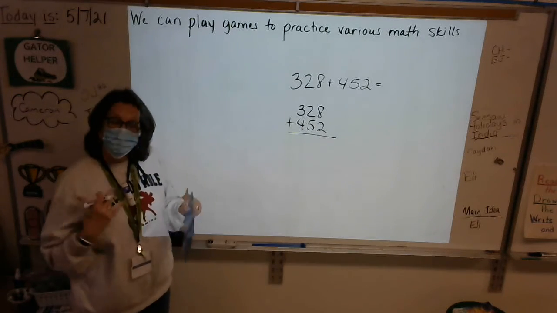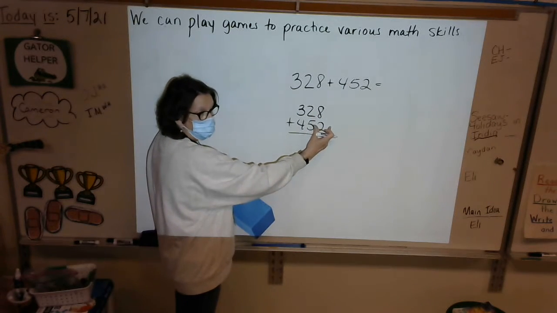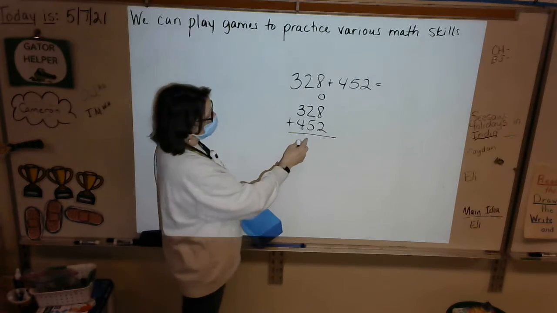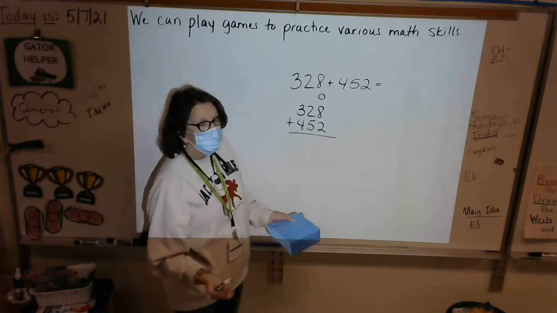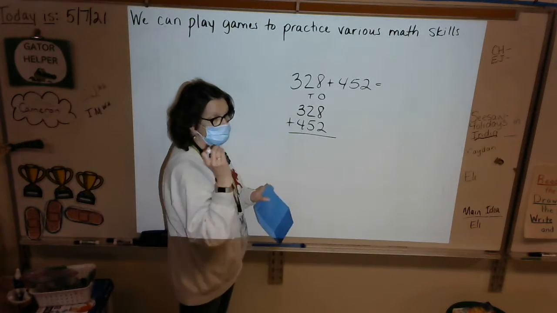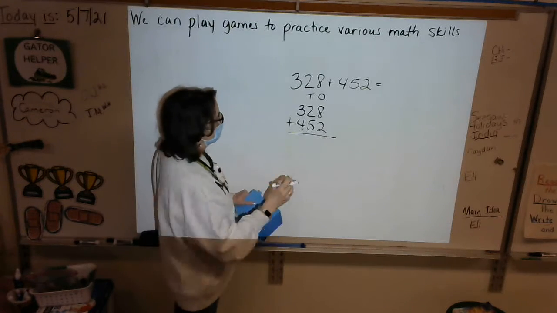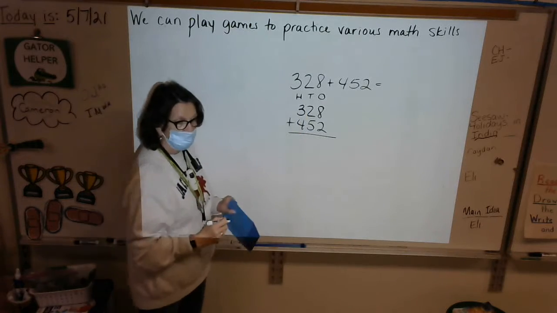And perhaps you've heard me, when I go through the steps of an algorithm, I always say 8 ones plus 2 ones. Why? Because this is the ones place. When I get over here, I say 2 tens plus 5 tens. Why? Because it's the tens place. And I always like to have something in my mind when I'm doing things with numbers. I like to have a visual. And then finally here, I would say 300s plus 400s because that's the hundreds place.